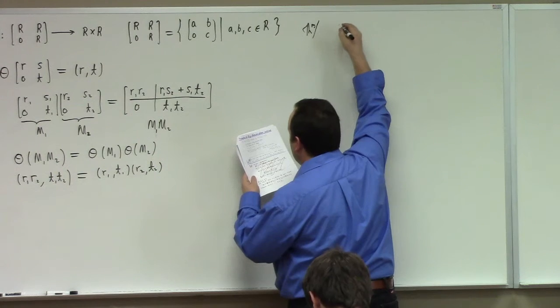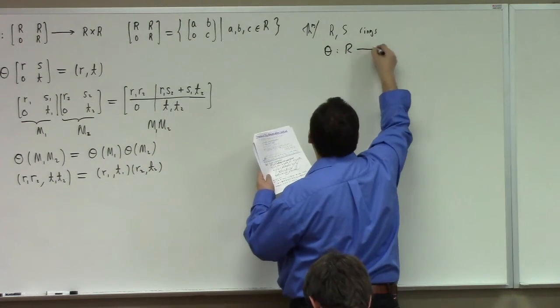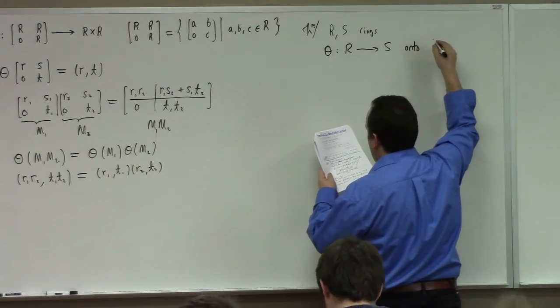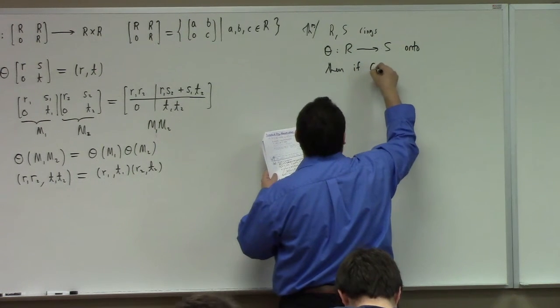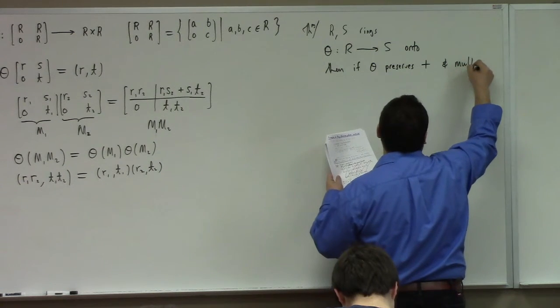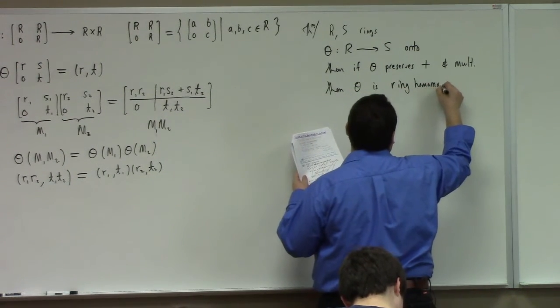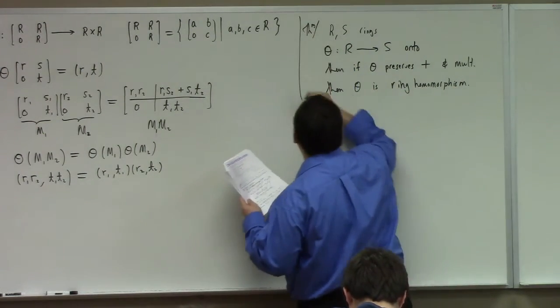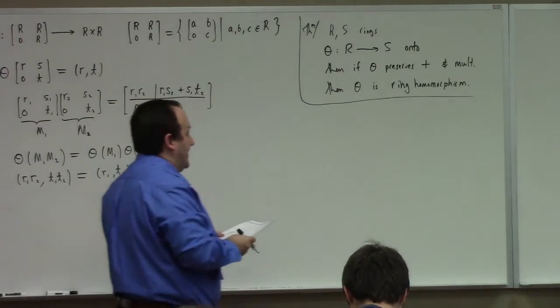Okay, so R and S are rings. If we have R and S rings, and we have theta that maps from R to S onto, then if theta preserves addition and multiplication, then theta is a ring homomorphism. Now, let me be a little bit more precise here. What we're really just saying is that if you have a surjection, and your surjection satisfies items 1 and 2 here, it automatically satisfies item 3 as well. All right? In other words, 1 maps to 1 is automatic if we have onto.